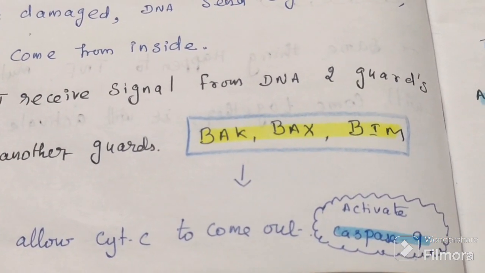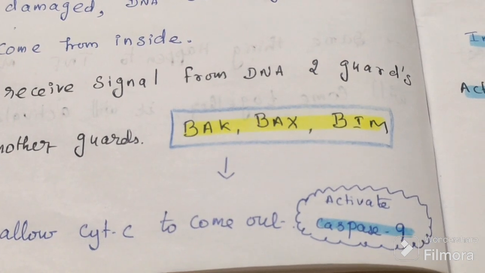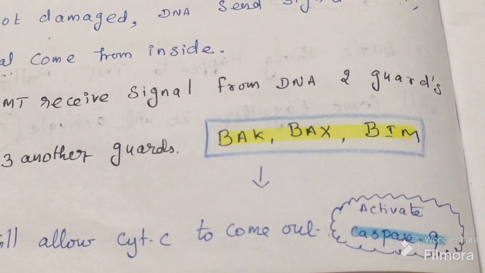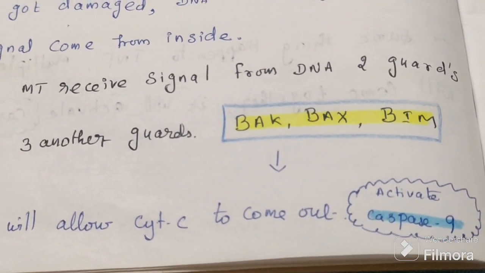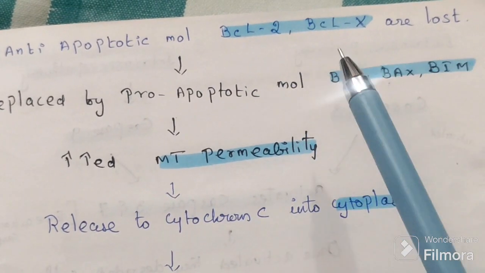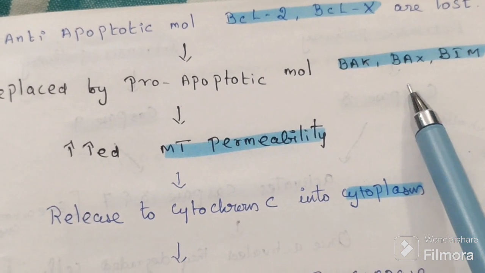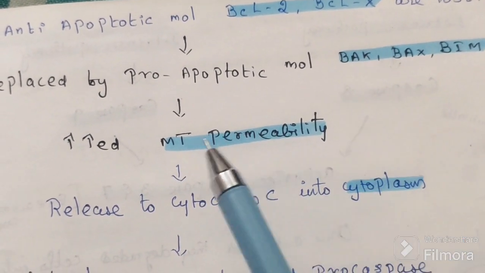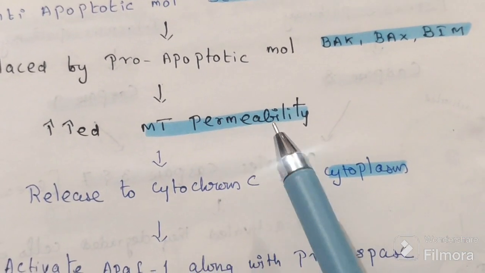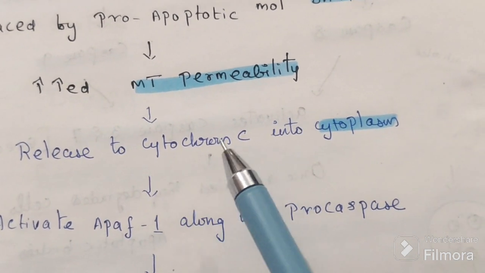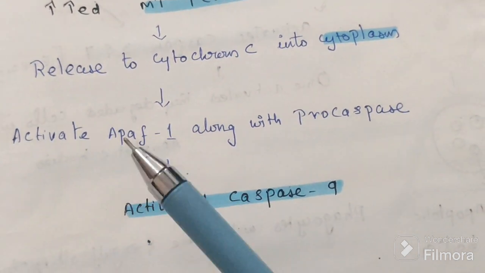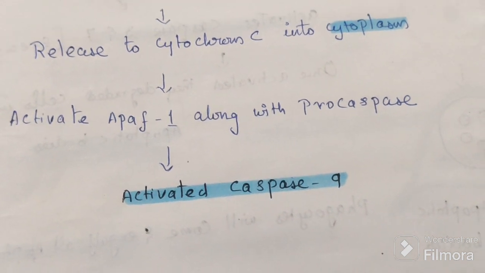Pro-apoptotic caspase 9 is converted into active caspase 9. So the two squads are replaced by new squads, which allow cytochrome leakage, increase the mitochondrial permeability, and release cytochrome C. After that, caspase enzyme 9 is activated.